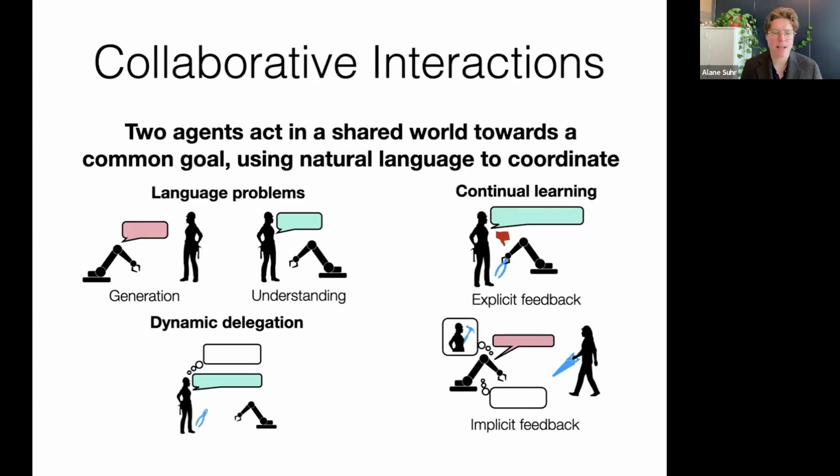So in general, in this collaborative interaction scenario, we are looking at two agents that are acting in a shared world towards a common goal and use natural language to coordinate. So we can study problems like language understanding and generation, dynamic delegation, continual learning, and through different kinds of feedback that arise in interaction. And this is a really general setting.